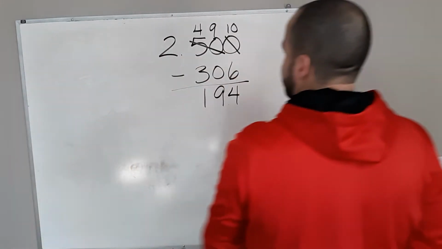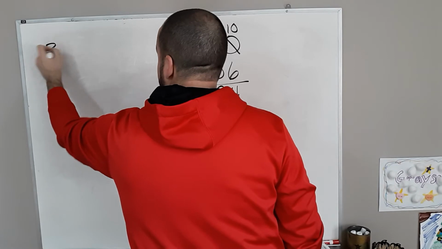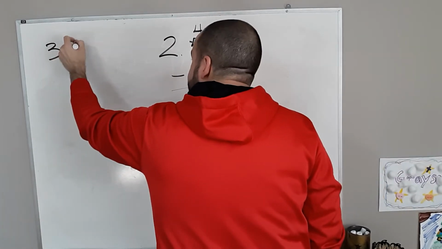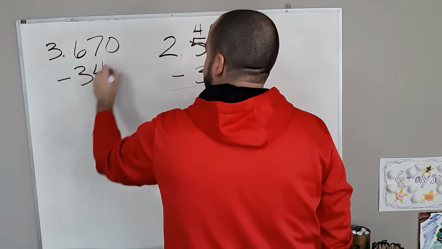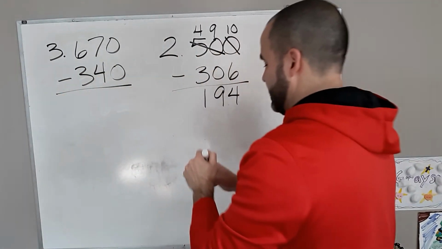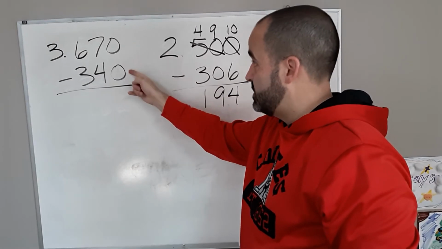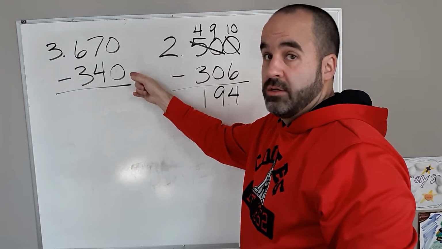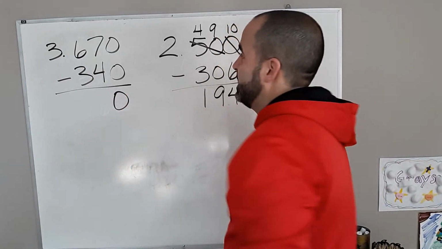I'll leave number 2 up here for those of you who are still looking at that one. But I'm going to write number 3 right here. In number 3 we have 670 minus 340. Alright, starting as far over to the right as we can, 0 minus 0. Don't need to borrow when the number is the same. We just write a 0 in that place.